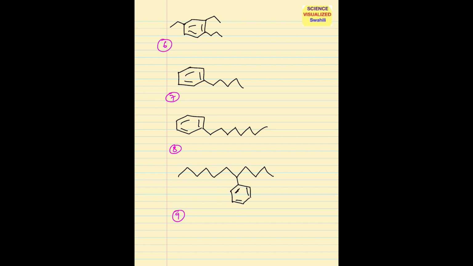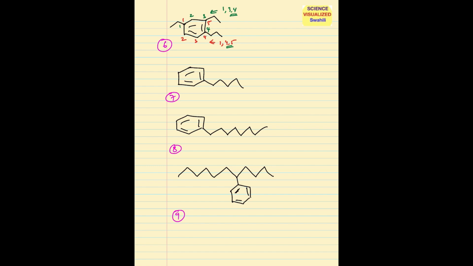Number 6, now we have 3 groups. One option will be to call this number 1, and then 2, 3, and 4. Another option will be 1, 2, 3, 4, and 5. See this one, if you use the red one, the substituents will be at position number 1, 4, and 5. If you use the green, the substituents will be at position number 1, 3, and 4. So you can clearly see that 3 and 4 is lower than 4 and 5. You always want to use the lowest number possible.